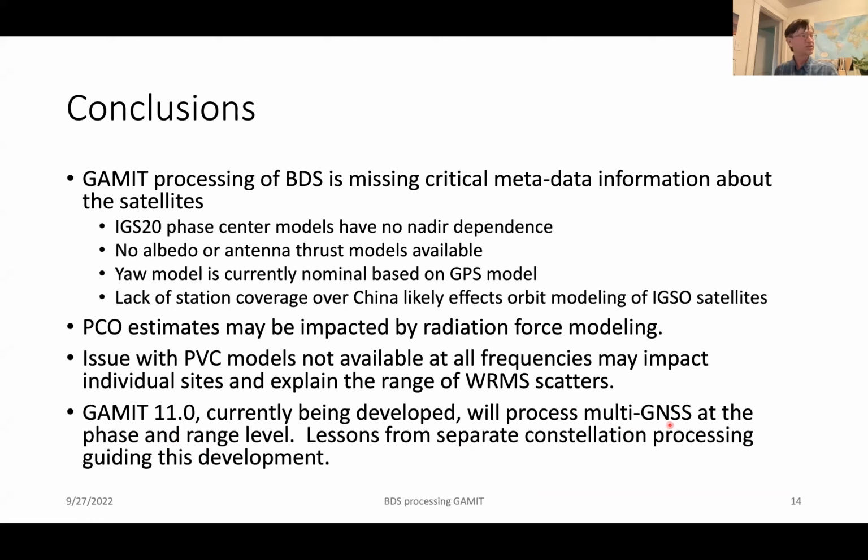We do have African stations in the solution. We haven't looked carefully at their performance yet, but certainly our global processing for the IGS 20 system, all of those results go to the CDDIS and are publicly available. So people can download our processing results, our SINEX files, and look at the quality exactly as they plan to.